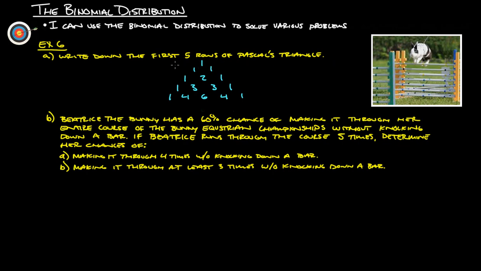Before I go on any further, I forgot that this part right here does not count as the first row. So this is the first row. So this is row 1. And then row 2, 3, 4. So we need one more row. Okay, so 1 plus 0 is 1. 1 plus 4 is 5. 4 plus 6 is 10. 6 plus 4 is 10. 4 plus 1 is 5. 1 plus 0 is 1.